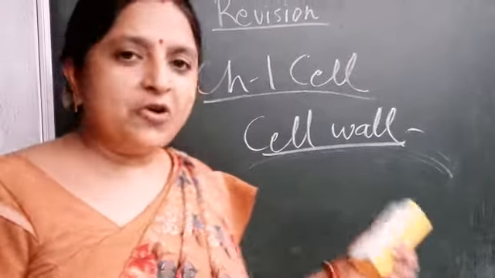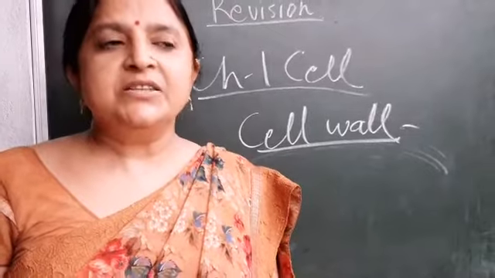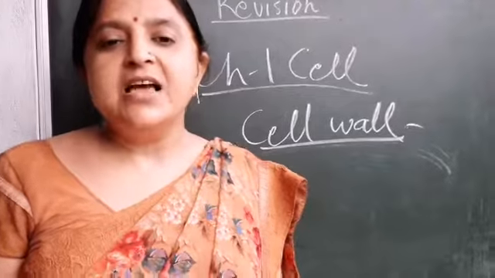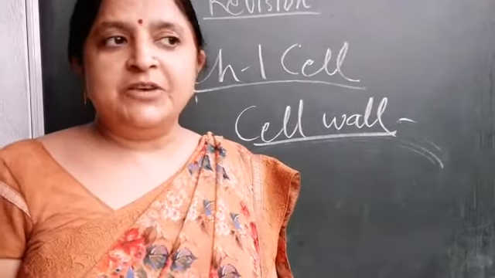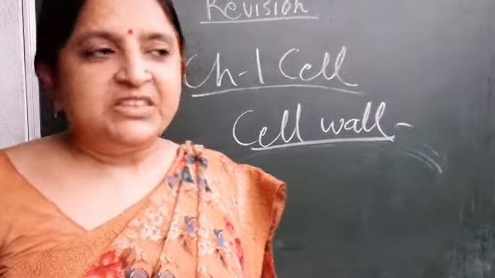It is totally a non-living structure and it is made up of cellulose. Its function is that it provides rigidity. Rigidity means stiffness to the cell, and it gives shape to the cell and provides protection to the cell. This is all about the cell wall.